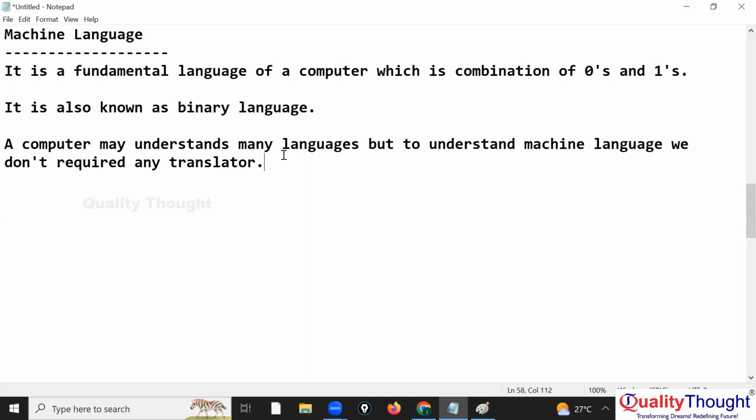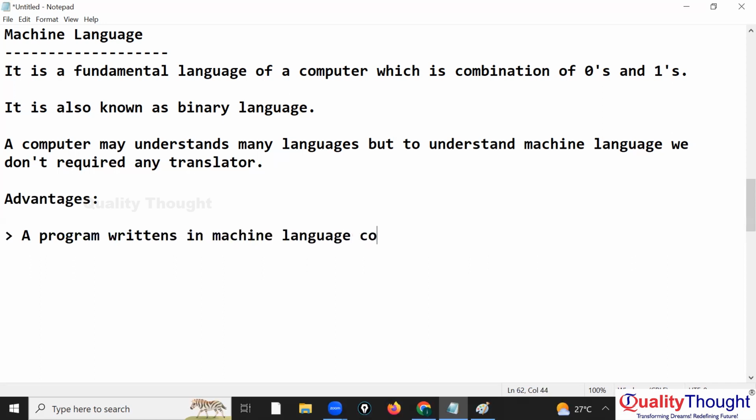But sir, what advantages are there? Because we need to see advantages. I will explain the first advantage. A program written in machine language consumes less memory. Assume that you are writing one program by using machine language. That program will take very little memory only. Very small memory it will take. That is the first advantage.